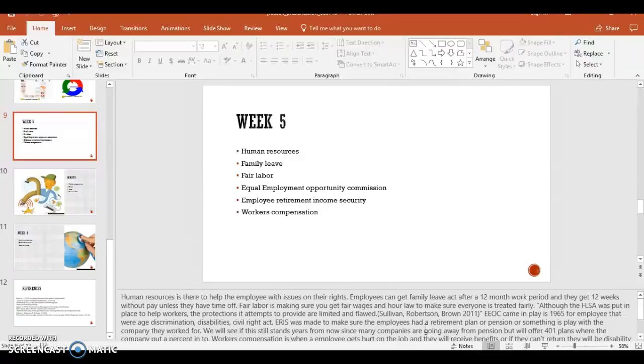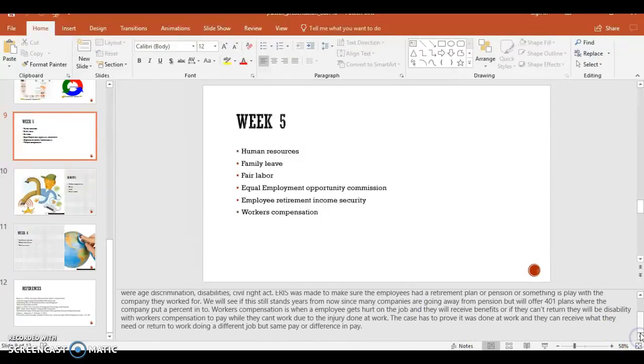Although the FLSA was put in place to help workers, the protection it attempts to provide is limited and flawed. The EEOC came into play in 1965 for employees facing age discrimination, disability discrimination, and civil rights violations. ERISA was made to make sure that employees had a retirement plan or pension with the companies they worked for. We will see if this stays years from now, since companies are moving away from pensions, but will offer a 401(k) plan where the company puts a percentage into it.